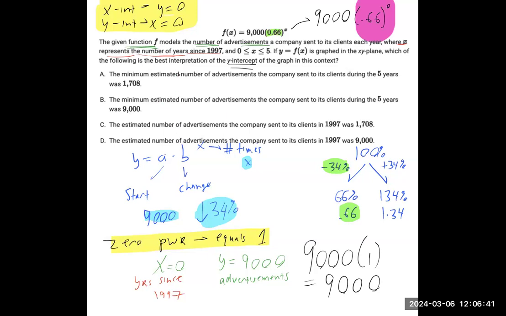And from there, it actually did go down. That's important because what we had said a second ago, that in 1997, there were 9,000. That kind of looks like this one. The only problem is it went down from there, so it couldn't be the minimum. And answer choice D says what we said, that in 1997, there were 9,000 advertisements. And so the answer here is D.